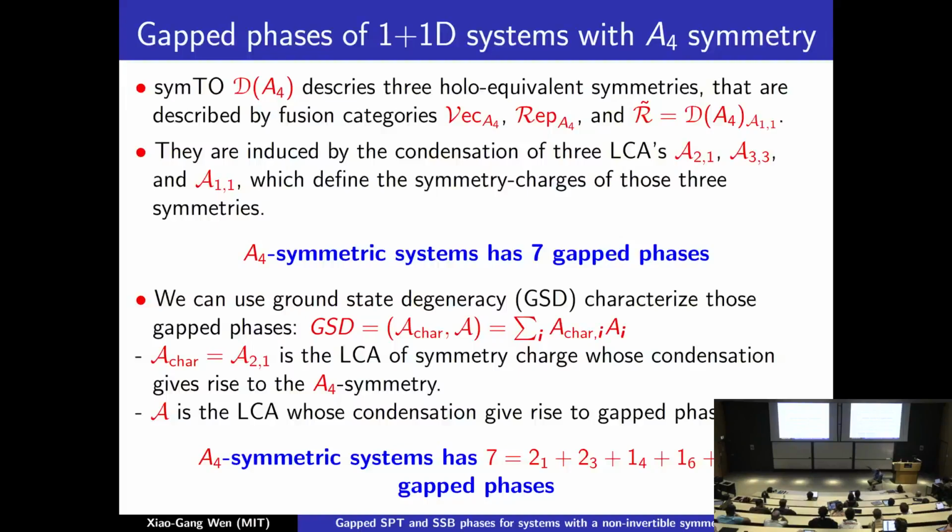Using ground state degeneracy, we find these 7 gapped phases can be written as 2 plus 2 plus 1 plus 1 plus 1, where the subscript is the ground state degeneracy. There are 2 states with a unique ground state, that is the subscript 1. Those are usually called SPT phases. There's no symmetry breaking. The others, with non-trivial ground state degeneracy, are symmetry breaking phases. And this matches the group cohomology calculation.